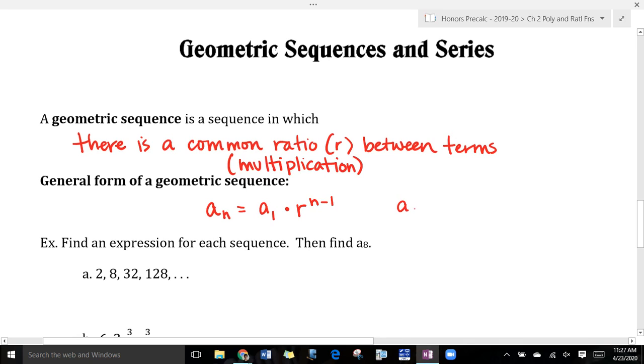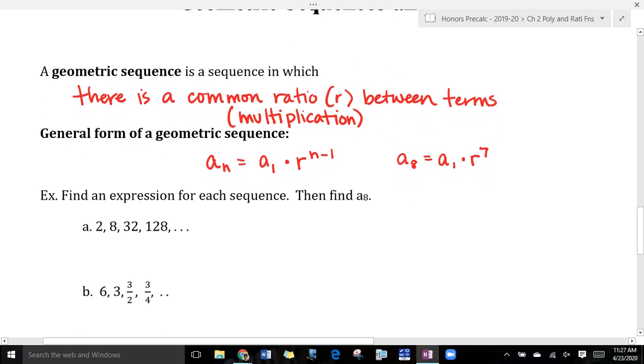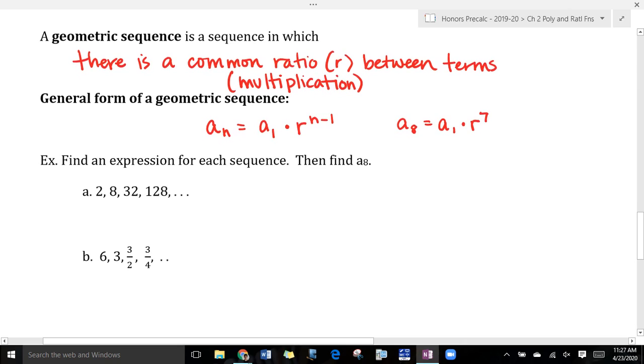So this should hopefully make sense. If you're trying to find the 8th term, you're going to start with your first term. You're going to multiply by r, but you only need 7 r's to get from the first term to the 8th term. So that's why that n minus 1 is up there. It's not n, it's n minus 1.